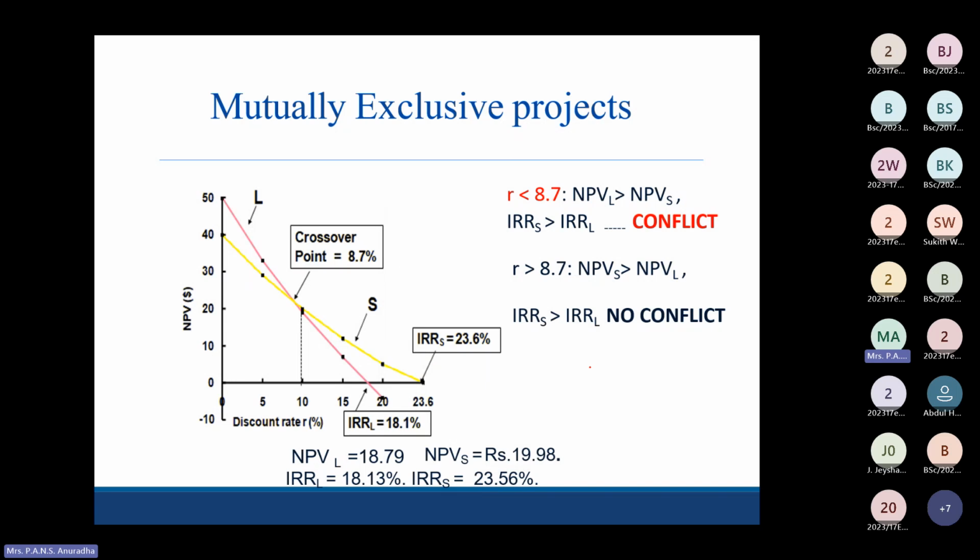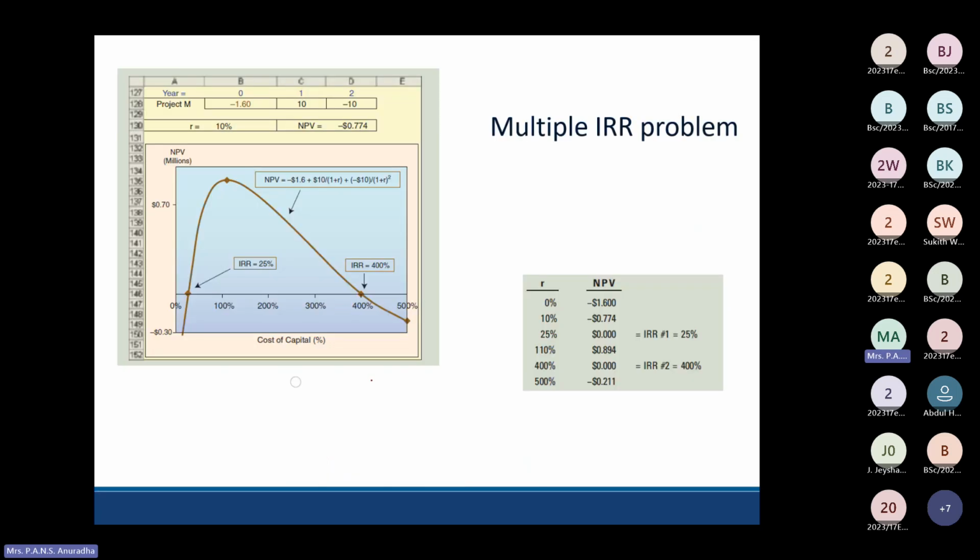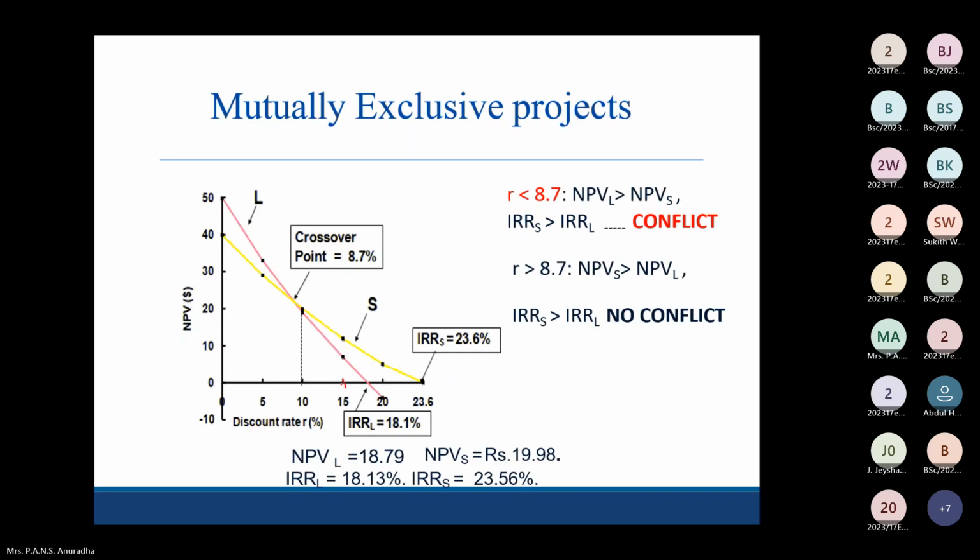suppose the cost of capital is 15%, greater than the crossover rate of 8.7. Now here, this is the NPV of project S, and this is the NPV of project L. So NPV of project S is greater than NPV of project L. IRR of project S is also greater than IRR of project L. So no conflict, no problem.